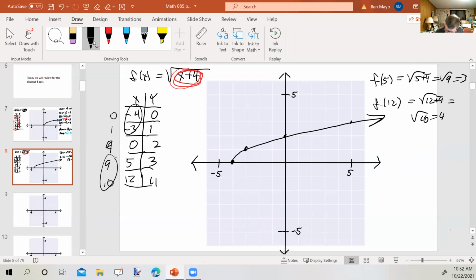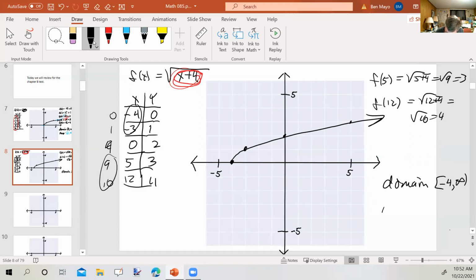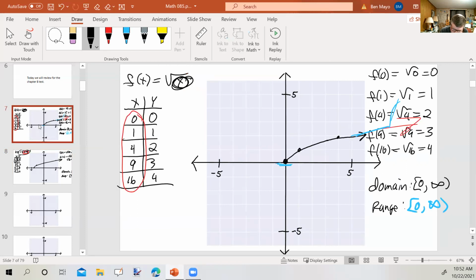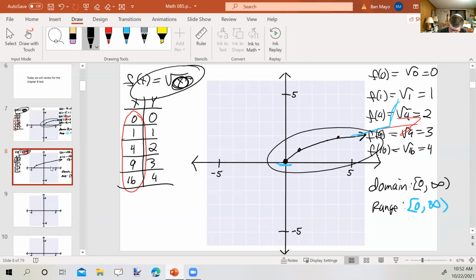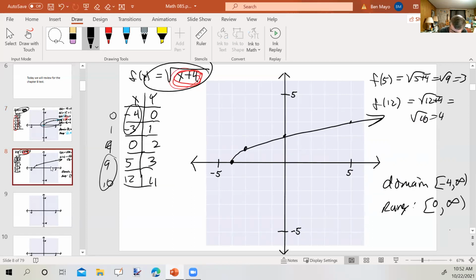And what's the domain of this? Well, it would be what? From -4 to infinity, and the range would be from 0 to infinity. Okay. So how does this graph differ from that graph? Take a look at where this one's located. This graph is shifted that way 4 units.